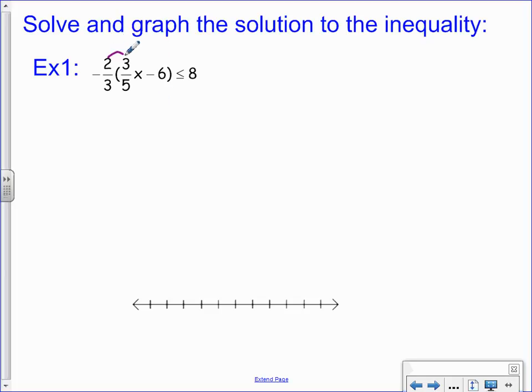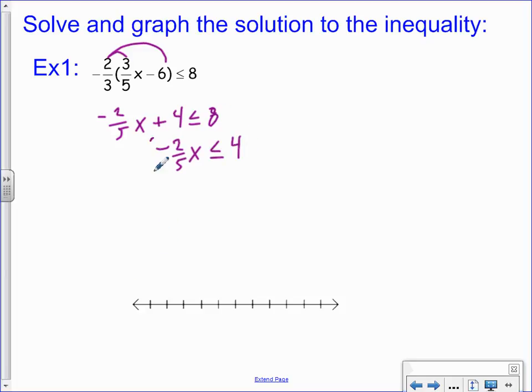We start by distributing the negative 2/3. Right? And the first thing we get is negative 2 over 5x. Right? And negative 2/3 times negative 6 becomes a positive. 3 goes into 6 twice. 2 times 2 is 4. So that'll be a 4 is less than or equal to 8. Okay? At this point, it'd be easy just to subtract 4 to the other side. So we're going to do negative 2/5 x. Make sure you keep that inequality. 8 minus 4 is just 4.